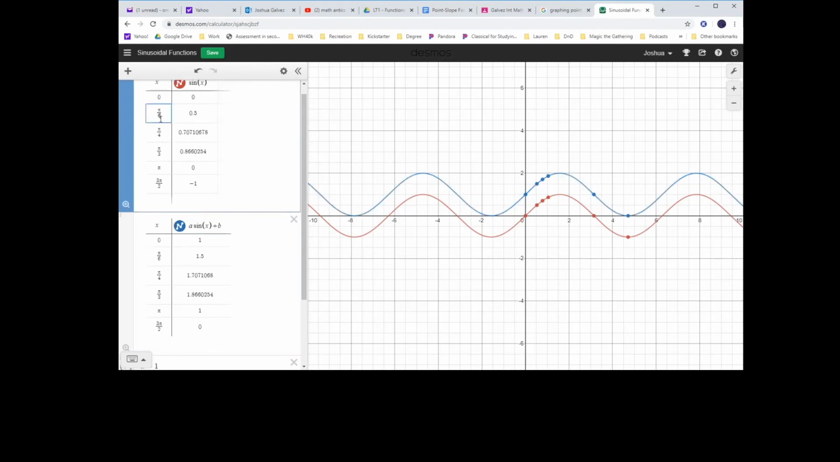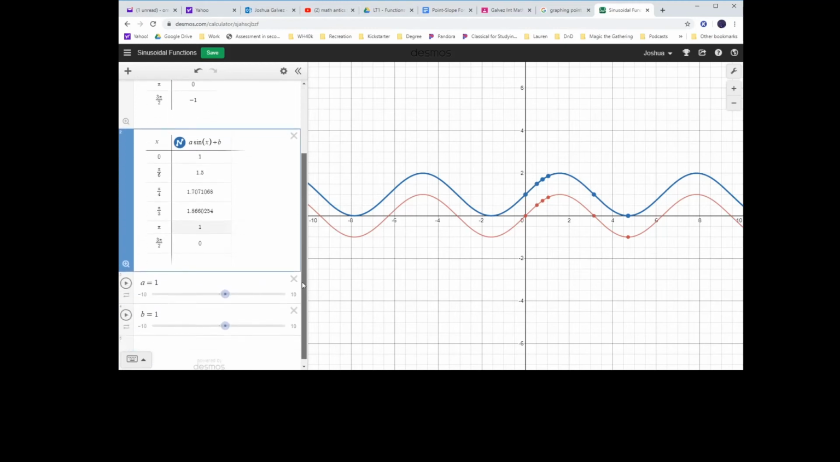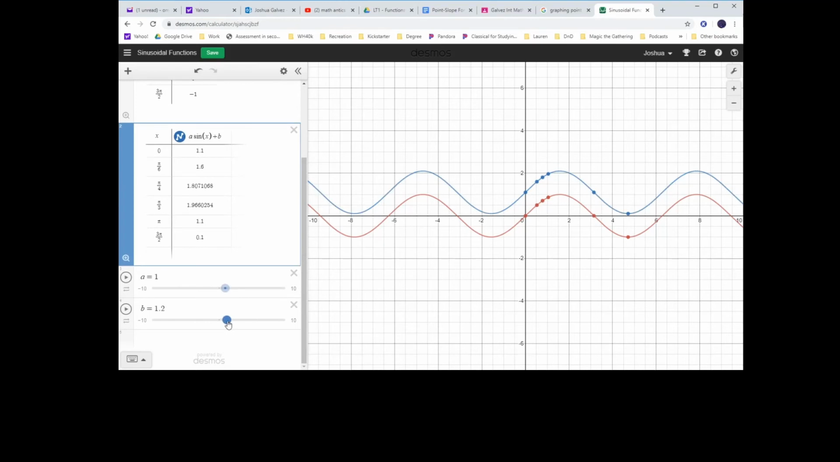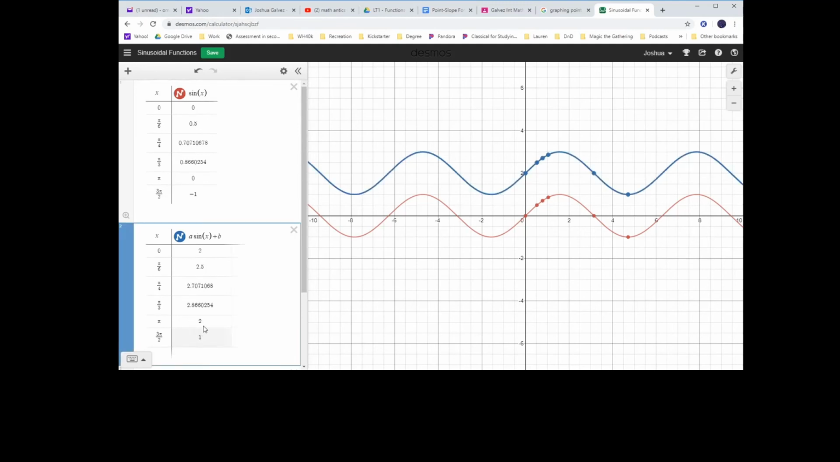So up here, pi over 6, originally I was getting 0.5. Now I'm getting pi over 6 to be 1.5. A whole 1 above, that's because I'm adding 1. You can see each of these values is 1 higher than the one above, and that's because of this 1 here. Now, if I change this to a 2, every single one of these values is now 2 higher.